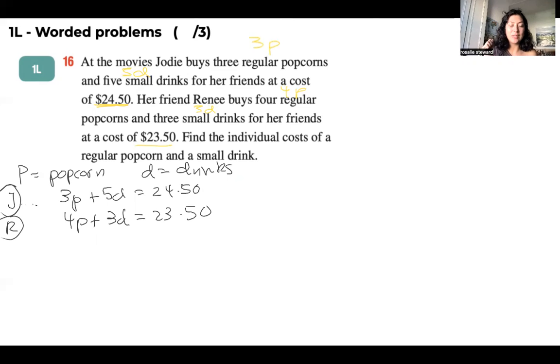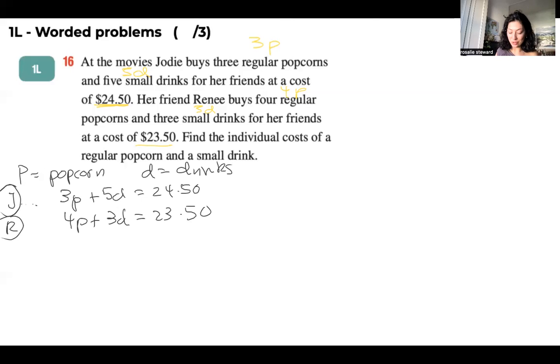So are we going to use substitution or elimination? So remember that substitution is best when we have our equation being just a y equals 2x plus 21, or just an x. So substitution is not our friend today, because we can't get just p equals something. We don't have p by itself. So we're going to have to use elimination.